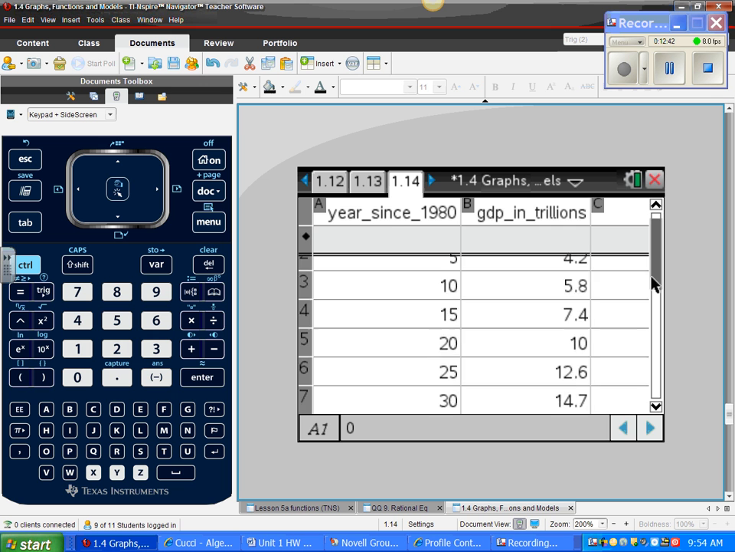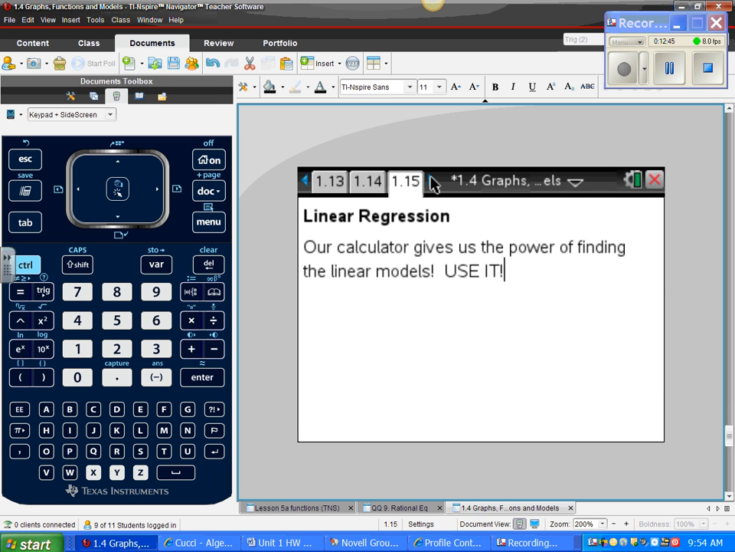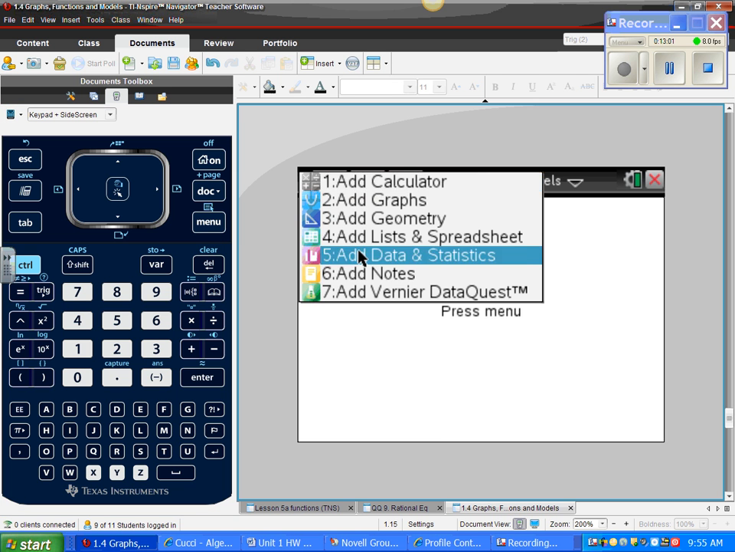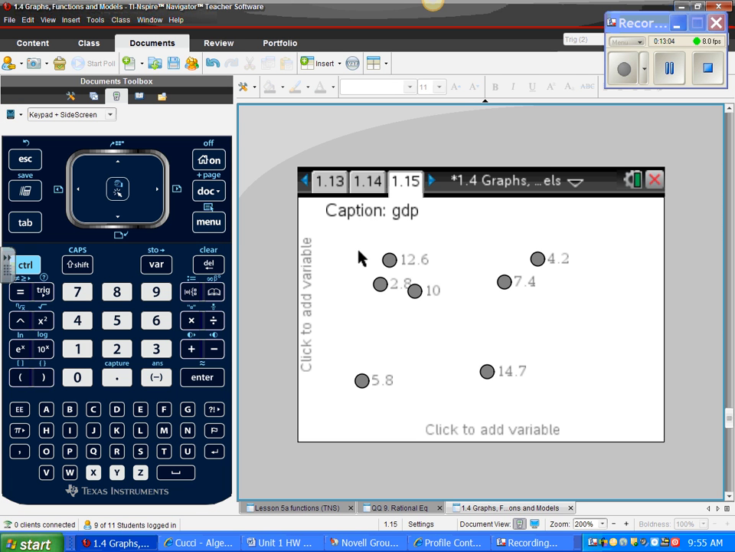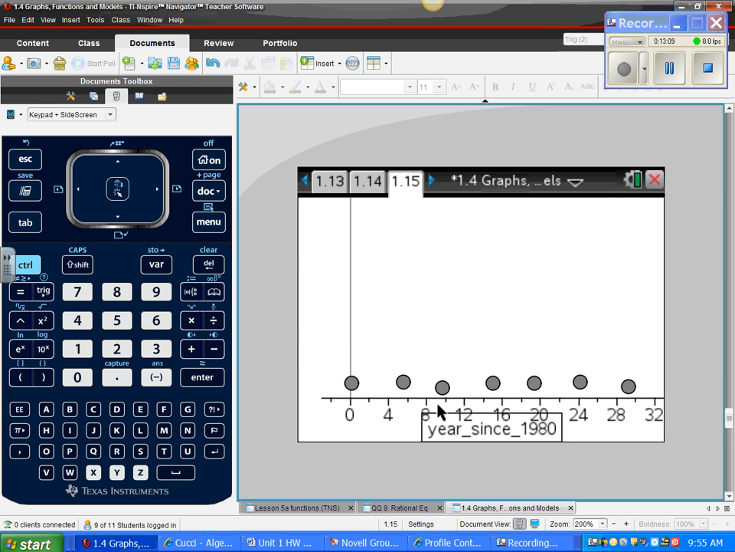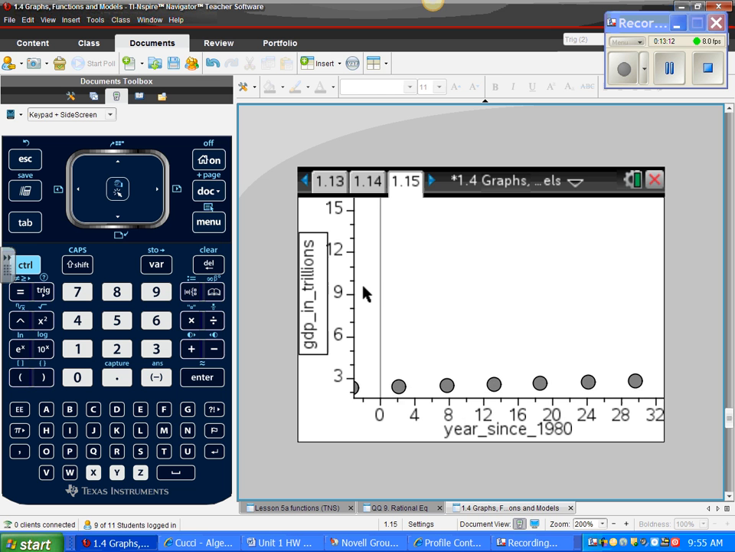So what we need to do is construct a linear model. Generally speaking, when we have a table of values, we like to create a scatter plot, right? So I'm going to hit Control I and put in my data and statistics. My domain is going to be my years since 1980, and my range is going to be my GDP in trillions. We get this really nice scatter plot that looks pretty close to linear, right?